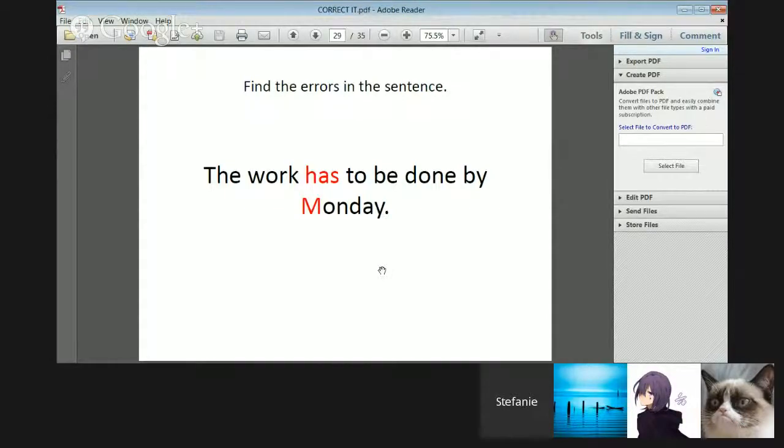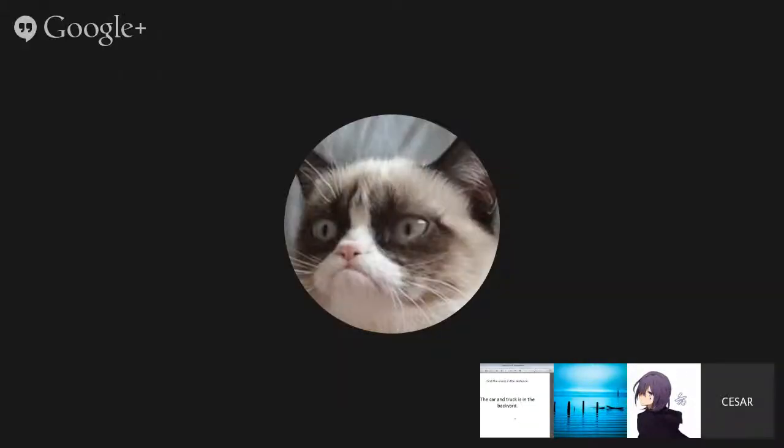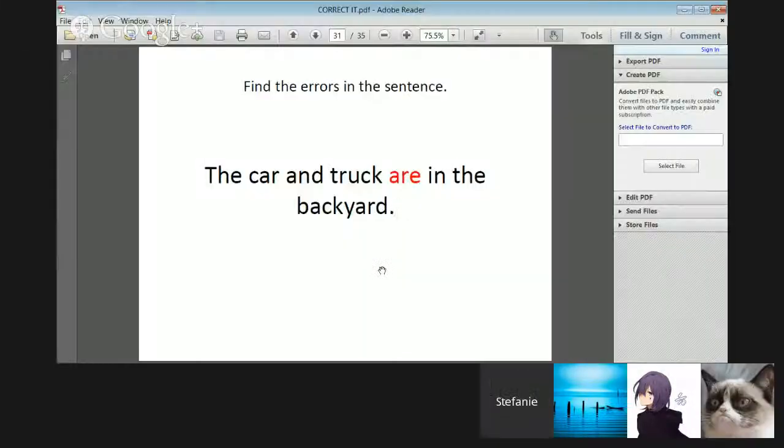Guys, so far you're getting like 100%. You're doing very well. I'm thinking maybe this was too easy. You guys are at a more advanced level. Okay, Caesar, the car and truck is in the backyard. Are in the backyard. Yes, the car and truck are in the backyard.